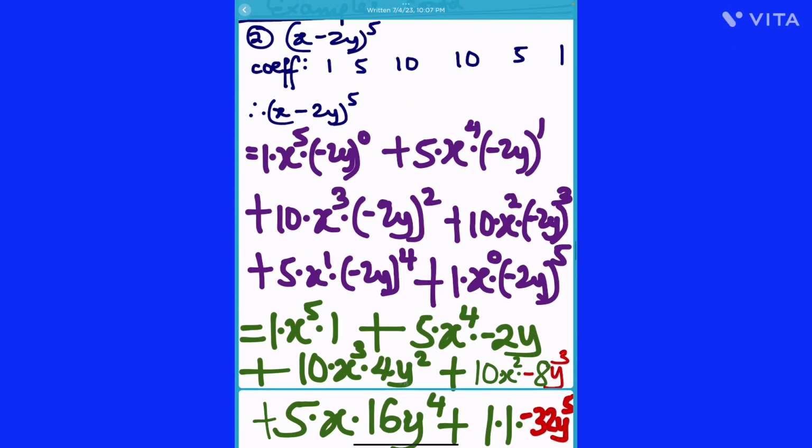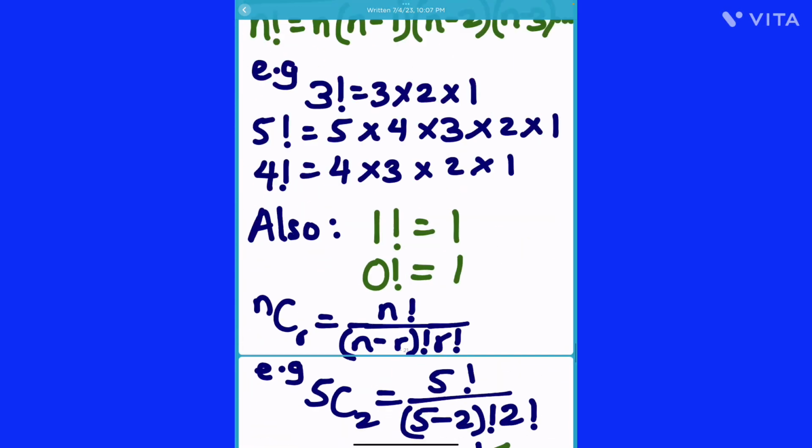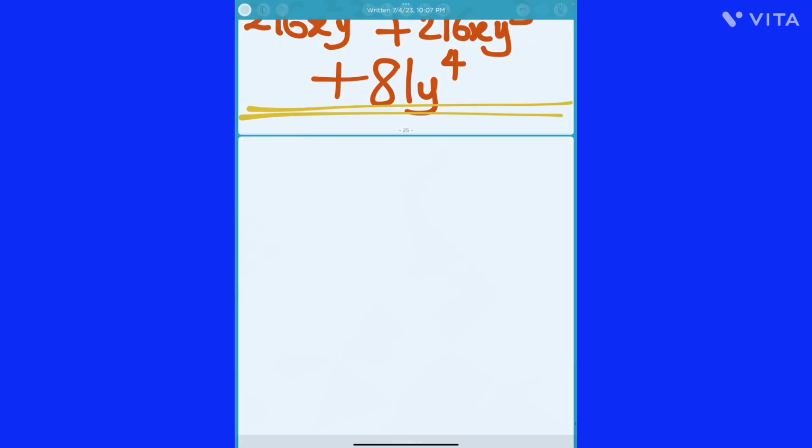Okay, my second example was (x − 2y) all raised to power 5. Let's do that quickly. Second example, example 2, (x − 2y) all raised to power 5. So in this case too, I don't need to write the binomial theorem anymore. Let me just go straight.